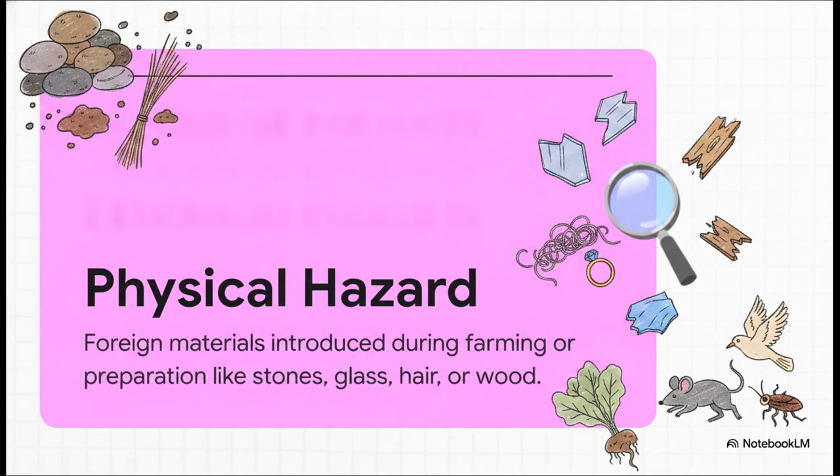Next up, we have physical hazards. This is exactly what it sounds like: foreign materials that physically contaminate the food. For the exam, remember that these come from 2 distinct places. They can be farm-based, like dirt, stones, or straw on vegetables, or they can be prep-based, introduced by handlers or faulty equipment. We're talking glass, hair, jewelry, or splinters of wood. And hey, don't forget pests. Rodents and birds serve as physical hazards themselves, and that is definitely not a crunch anyone wants in their salad.